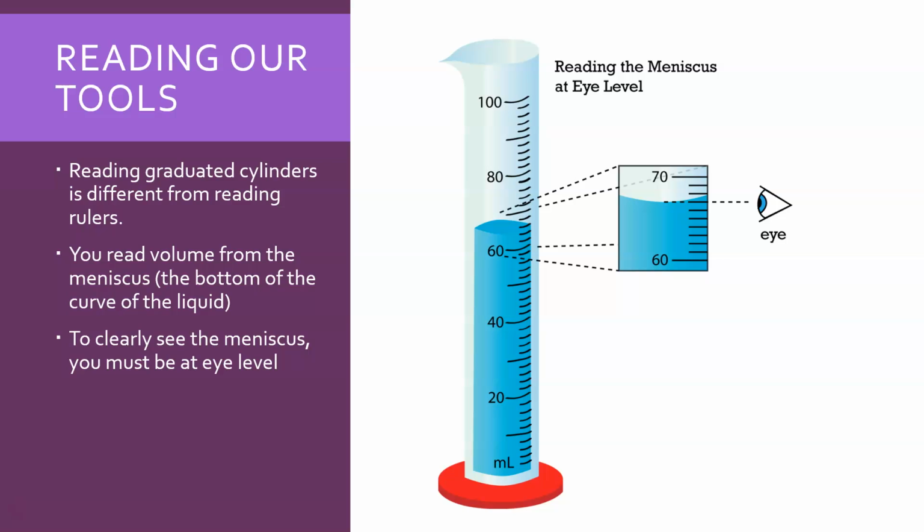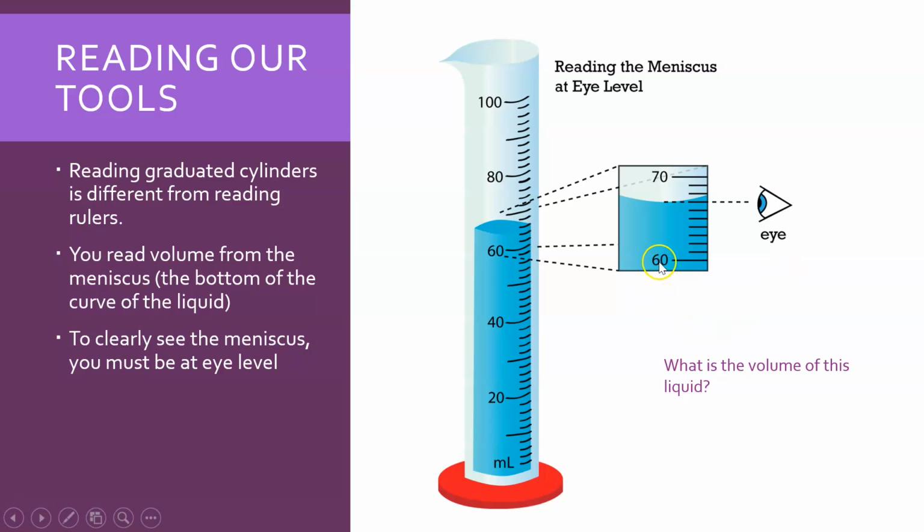And we read graduated cylinders by reading from the bottom of the curve, or the bottom of the meniscus. It is best to get at eye level with the meniscus, so you're not looking down from above or up from below. It gets you the most accurate measurement. So let's look at this graduated cylinder. What is the volume of this liquid?